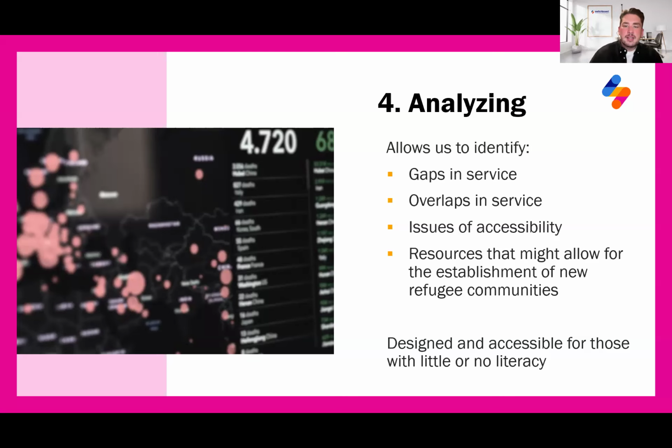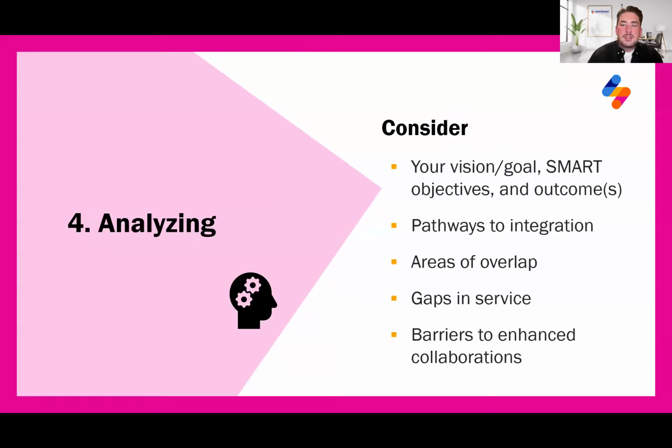Continuing with analyzing, as you analyze, there are things to consider. Does the data align with your vision, your SMART objectives, and the outcomes that you identified? If not, maybe it's worth just cataloging, but not focusing on that data. How do the resources move families forward in the integration pathways we talked about earlier? When you see areas of overlap, should some services be consolidated or redirected to underserved areas?